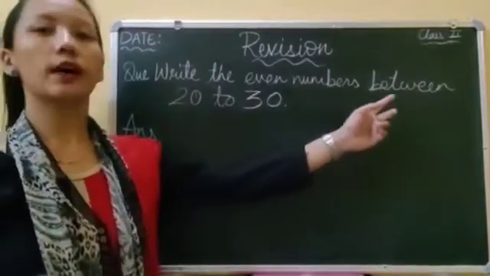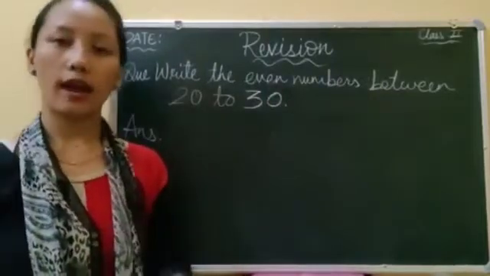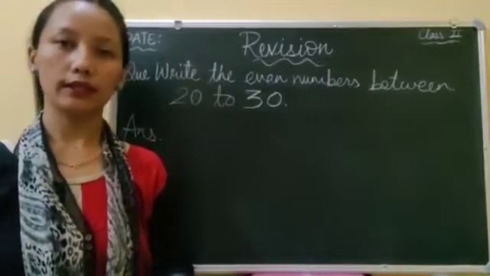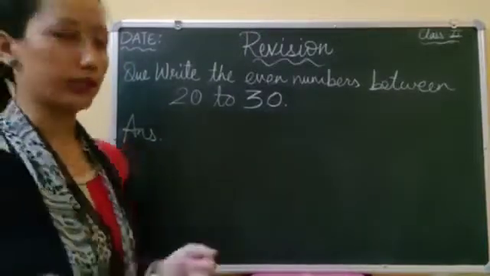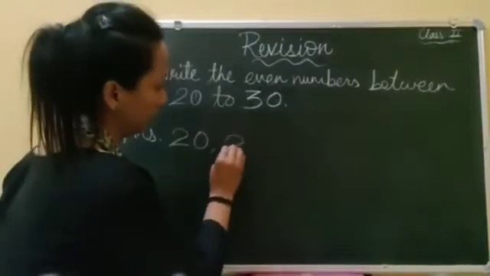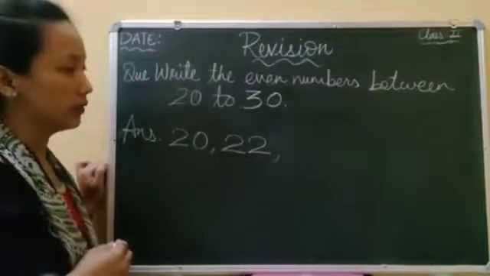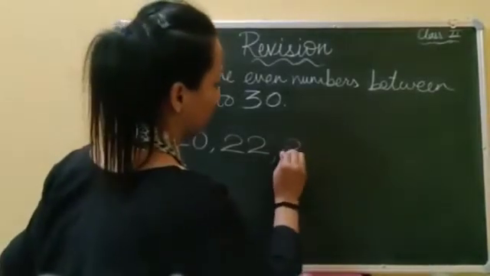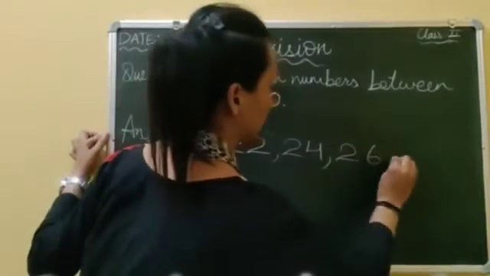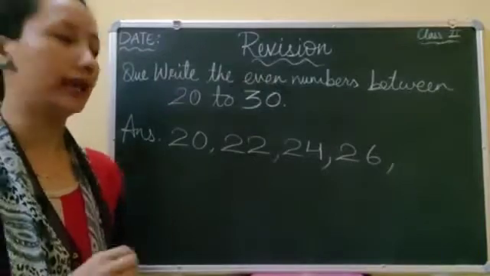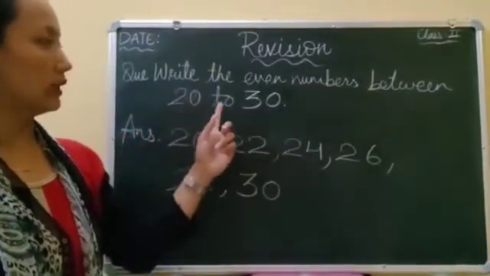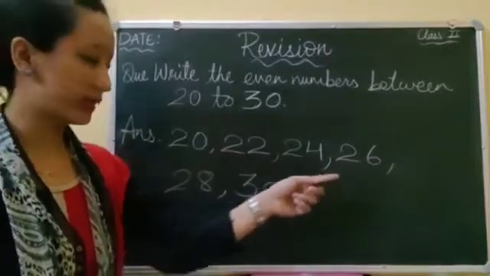Next is, write the even numbers between 20 to 30. Okay students, as you know, even numbers end with 0, 2, 4, 6 and 8. Right? So let's write even numbers between 20 to 30. We have 20. Tell me the next even number after 20. Yes, 22. Very good. Then after 22, the next even number is 24. Very good. Then after 24, 26. The next after 26, 28. Then we have 30. That means the even numbers between 20 to 30 are 22, 24, 26, 28.